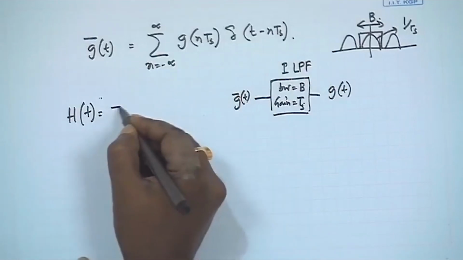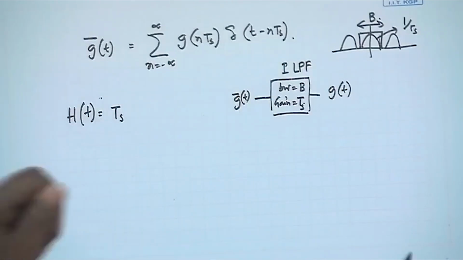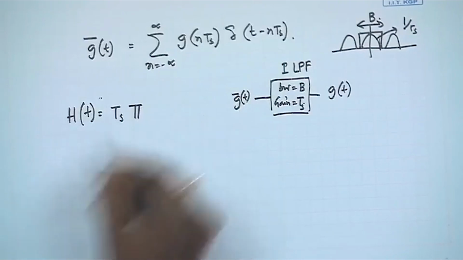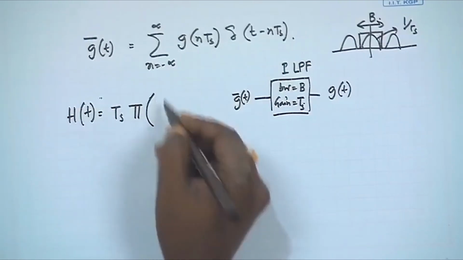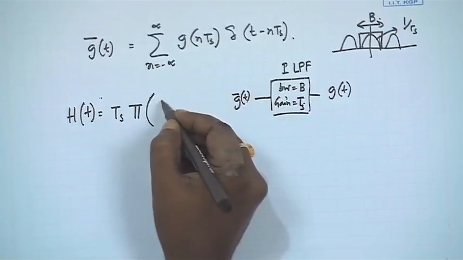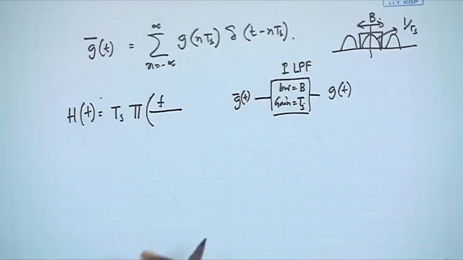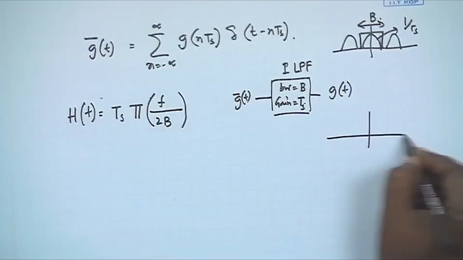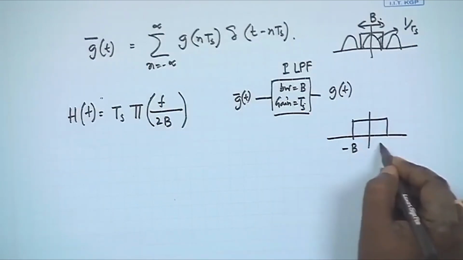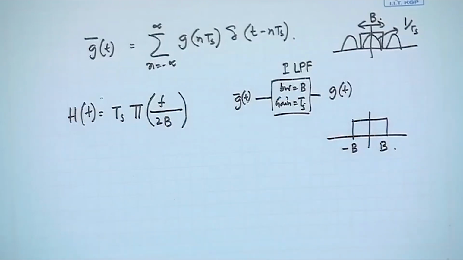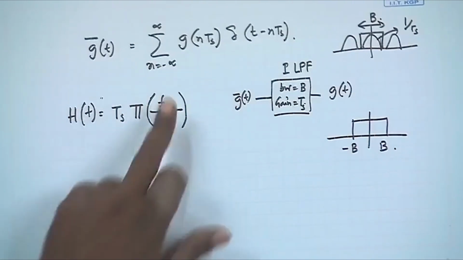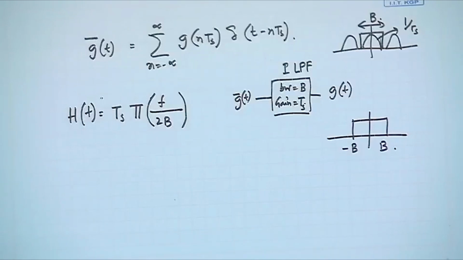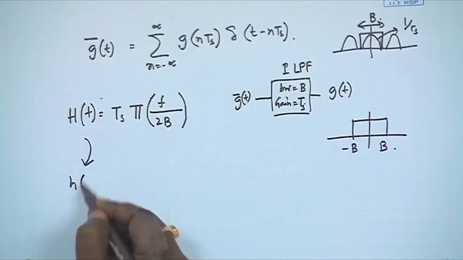So, what is my H(f) then? It is an ideal low pass filter which has a gain of Ts, and it is a box function. If we represent the box function by pi, it must be a box function of frequency f with a box width of 2B, because it should look like this from minus B to plus B. So it is a box of width 2B. This is a box function with a gain Ts.